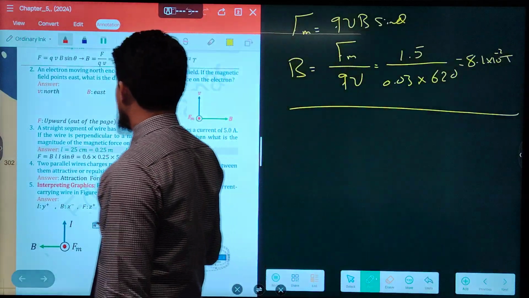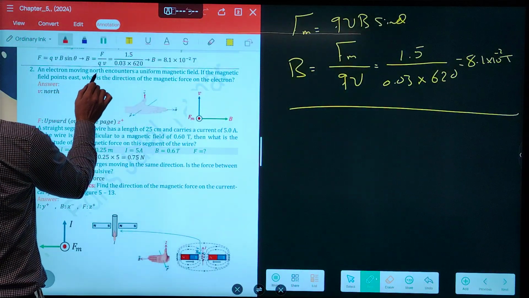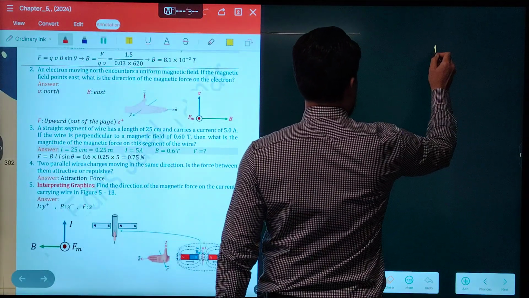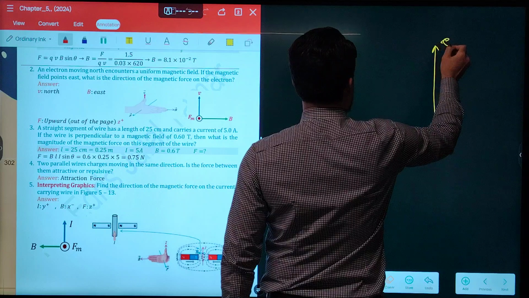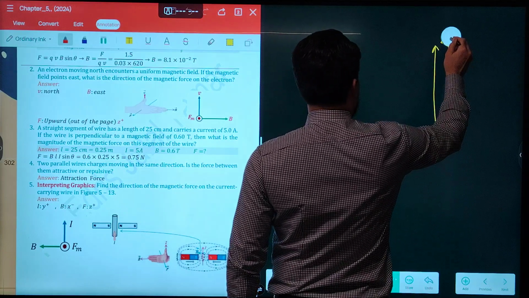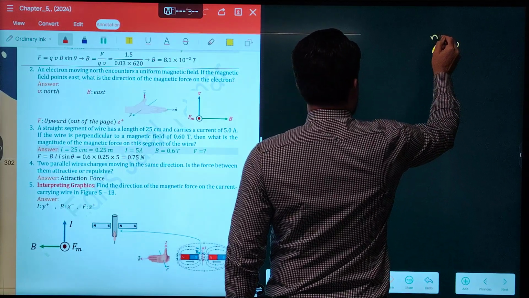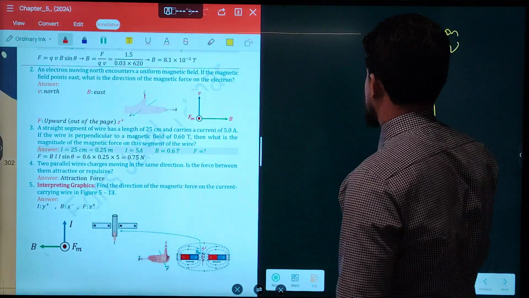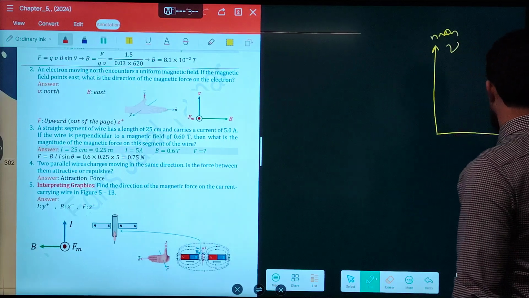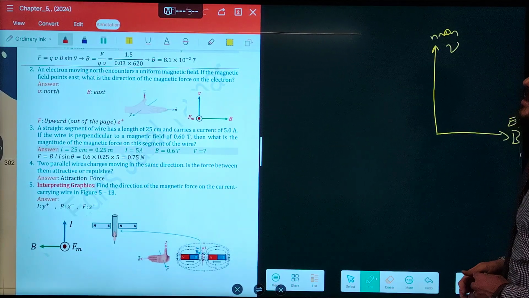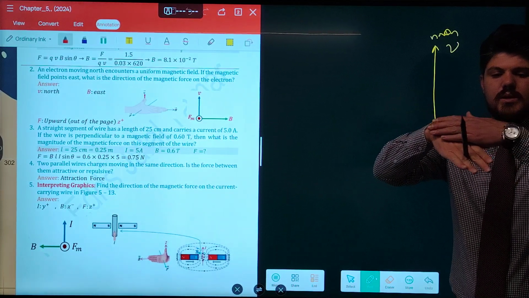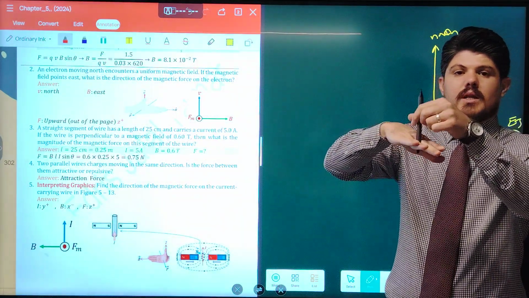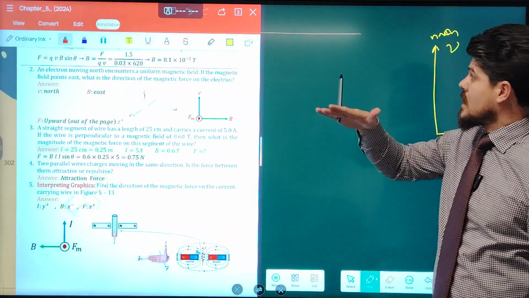Question 2, an electron is moving north. The direction of the electron is directed to the north. This is the direction of the charge, the velocity of the electron, directed to the north. Uniform magnetic field. If the magnetic field points east, because the type of the charge is electron, so we have to use this side of our hand. Okay, this is the direction of V, and this is magnetic field, and this is the force on the electron.